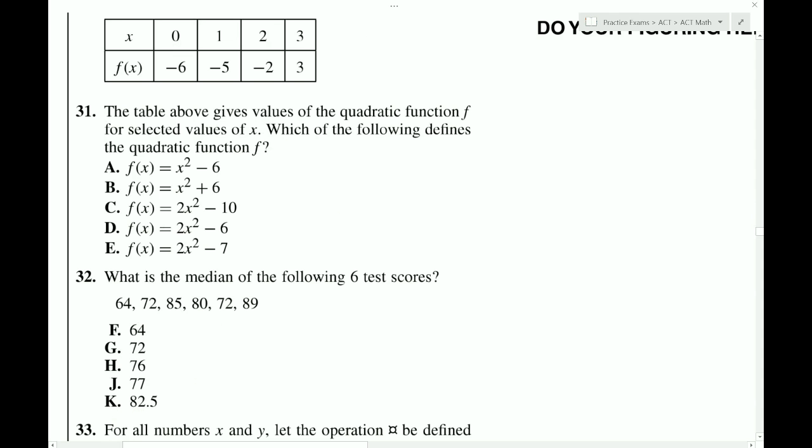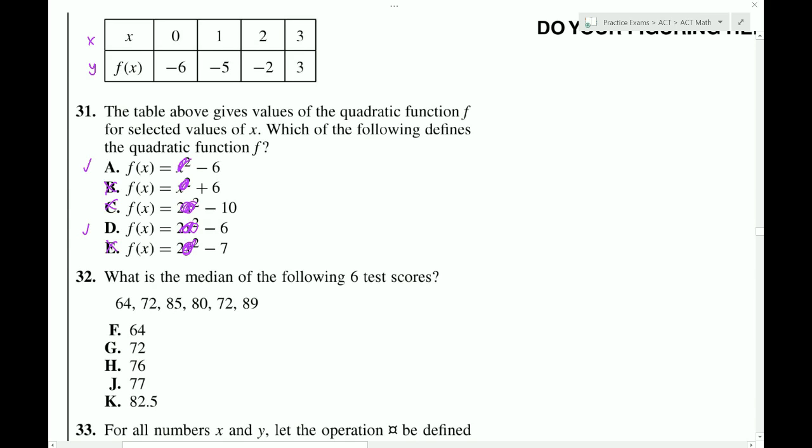The table above gives the values of the quadratic function f for selected values of x. Which of the following defines the quadratic function f? So these are sort of your outputs and inputs, so you could test them out. When I plug in 0, I should get negative 6. For this one, it's true, right? When I plug in 0, basically this first part is going to disappear. All right. I'm supposed to get negative 6, so there's only 2 that work for that. A and D. The rest can be eliminated.